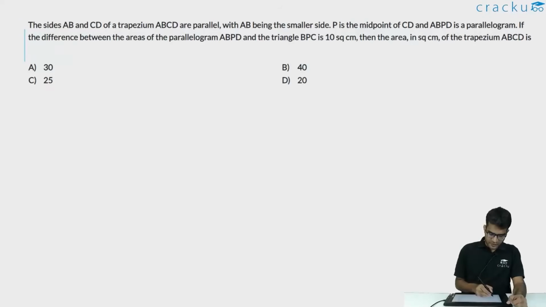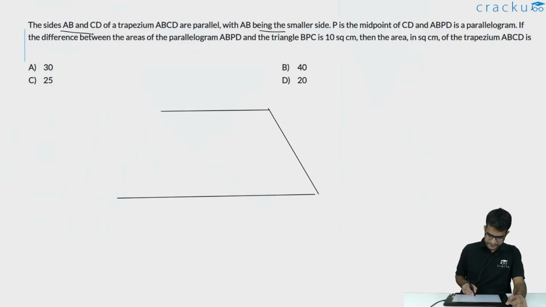In this question, we are told that the sides AB and CD of a trapezium are parallel, with AB being the smaller side. So let us assume that the trapezium is something like this. This is AB and this is CD. This is A, B, C and D. We are told that P is the midpoint of CD. So let us assume that this is P.